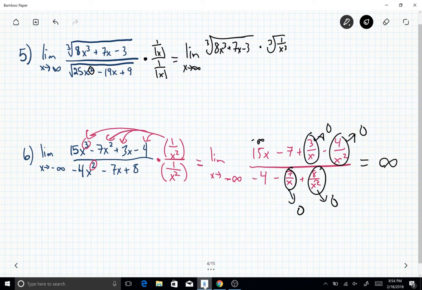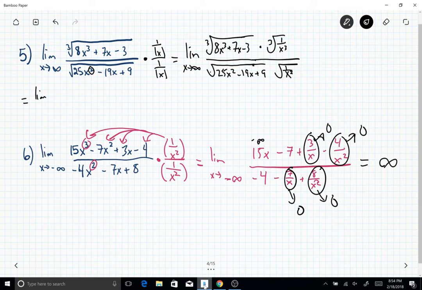So we're in pretty good shape there. And in a similar manner, we'll take the square root of 25x squared minus 19x plus 9, and that would be the same thing. We have to take a square root and square it. So the square root, and then we have 1 over x squared. Now we can multiply this thing on through.